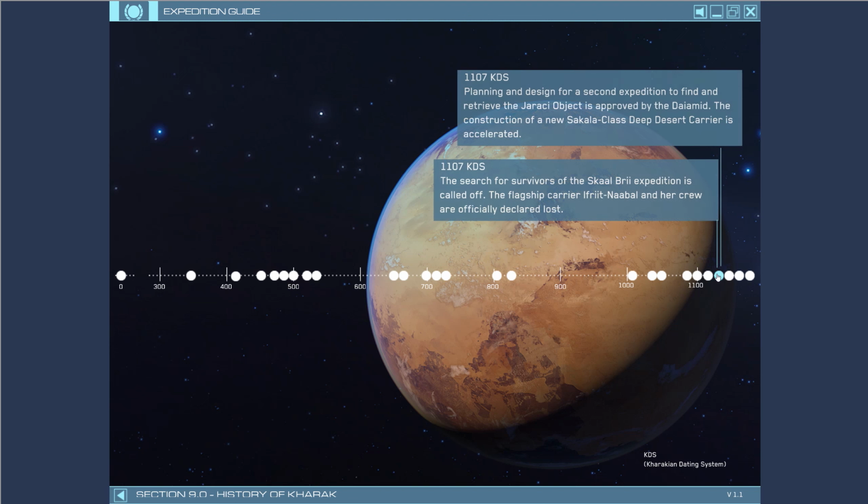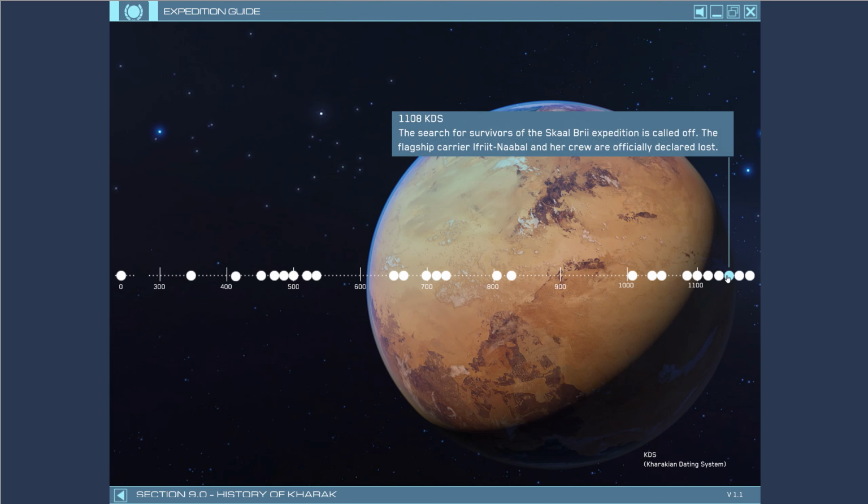Okay, so the next year, planning and design for the second expedition to find and retrieve the Draki object is approved by the Diomid. The construction of the new Sakala-class carriers is accelerated. Also, the search for survivors of the Skullbria expedition is called off. The flagship carrier, Ifrit Nabal, and her crew are officially declared lost.